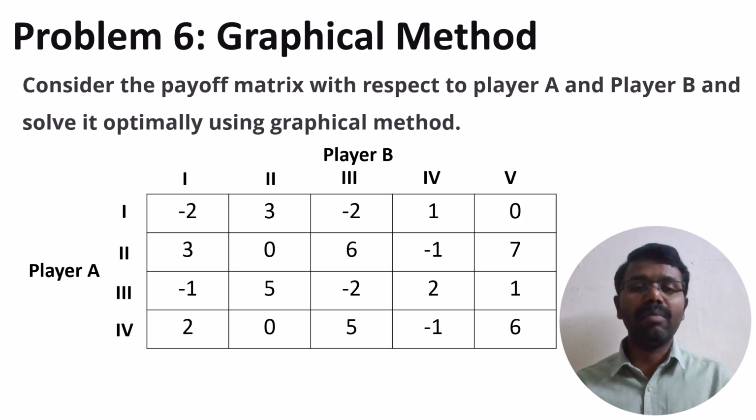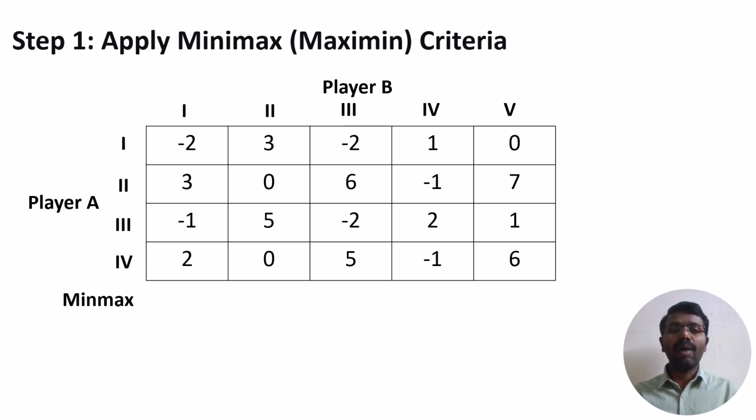So let us solve this problem, then we will understand this concept. First we will apply the maximin and minimax criteria. For this problem, if you find the maximin value, what is the minimum value in the first row? The minimum value will be -2, and the minimum value for the second row will be -1, and the minimum value in the third row will be -2, and the minimum value in the fourth row will be -1. So out of these 4 minimum values, what is the maximum value? That becomes the maximin value, that is -1.